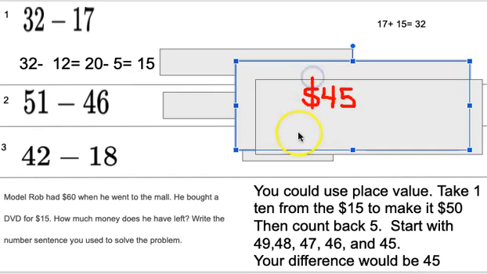So I can also check myself. $45 plus 15. Checking my answer. 5 plus 5 is 10. Bring up your 1. 1 plus 4 is 5, 6. $60. I believe that he had $60 when he went to the mall. So there's just a good way to check yourself as you're going through it. But remember, you're trying to do it mentally.